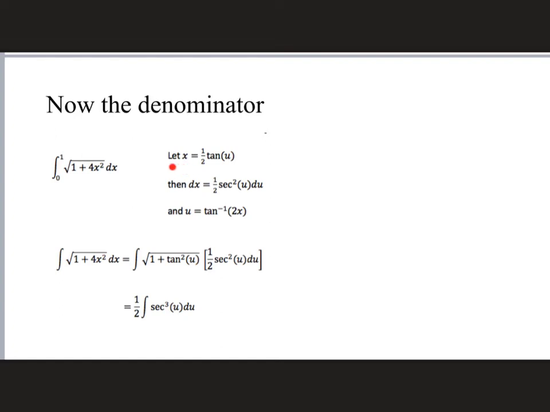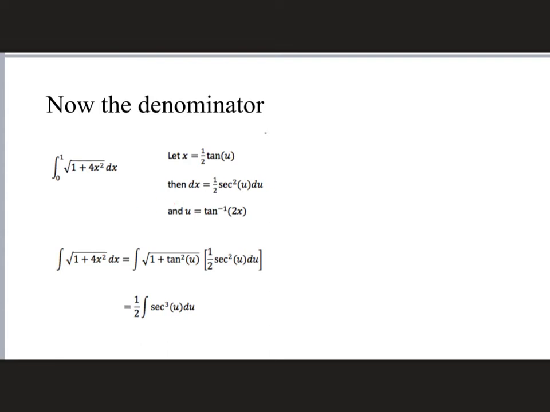The appropriate substitution is going to be x equals 1/2 the tangent of u. If I plug in 1/2 squared, I get 1/4, so that gets rid of that 4, and then I have 1 plus tangent squared, and that, of course, is a trig identity that I can simplify. So that's going to be my substitution. x is equal to 1/2 tangent of u. Then dx is going to be 1/2 the secant squared of u du. That's just taking the derivative of the tangent. And of course, I can solve this for u, and u is going to be the arctangent of 2 times x.